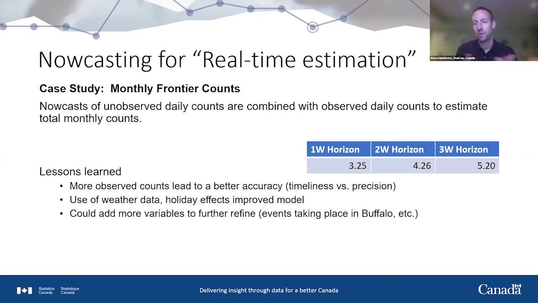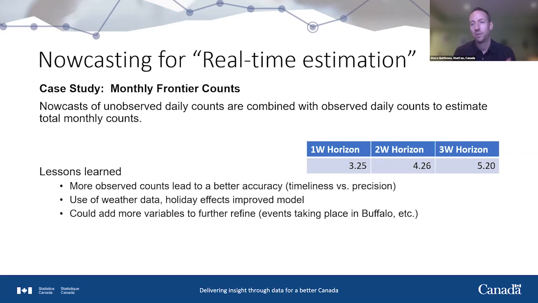So it illustrates that trade-off between timeliness and precision. The longer you wait and the more real data you use, the more accurate or precise you expect your monthly aggregate to be, and vice versa. The lessons learned from this: more observed counts lead to better accuracy. Using the weather data and the holiday effects really did improve the model. But for example, that anecdote I gave you about the forecasted snowfall, we don't have data on the forecast for every day that we can pair up with the real snowfall and use both in the model.